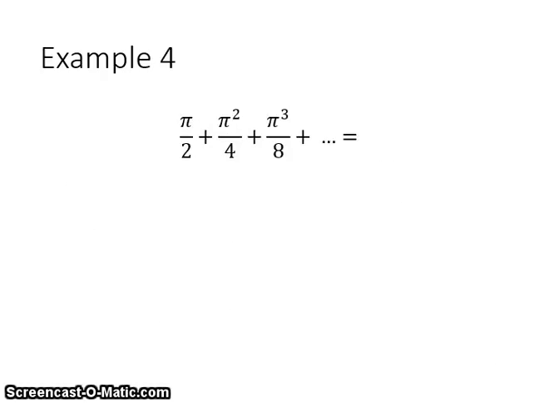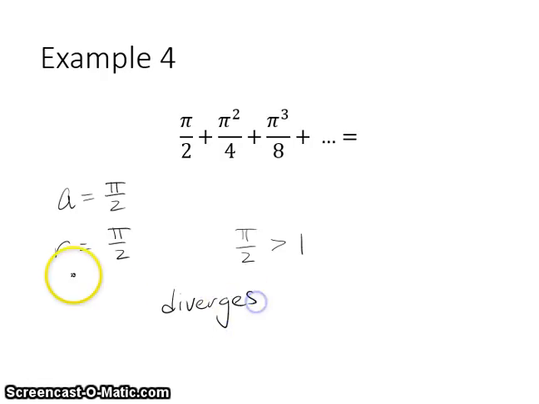Last example, I'll give you a chance to figure out what a and r are so that you can tell whether this series converges or not. All right, so this series starts at pi over 2, and then each term after that is multiplied by pi over 2. Since pi is 3.14, pi over 2 is greater than 1, which means that this series diverges. Again, all you have to look at when you have a geometric series is whether the absolute value of your ratio is bigger than 1 or not.